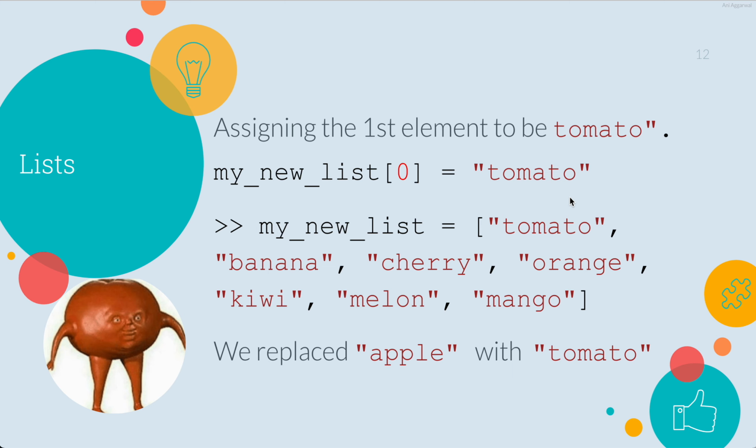We can also use these same operators to assign and change the values of items in the list. For example, if we wanted to change the first element to be tomato, we would do my new list open bracket 0 close bracket is equal to tomato. Now my new list will be tomato, banana, cherry, orange, kiwi, melon, and mango. As you can see, we replaced apple with tomato.